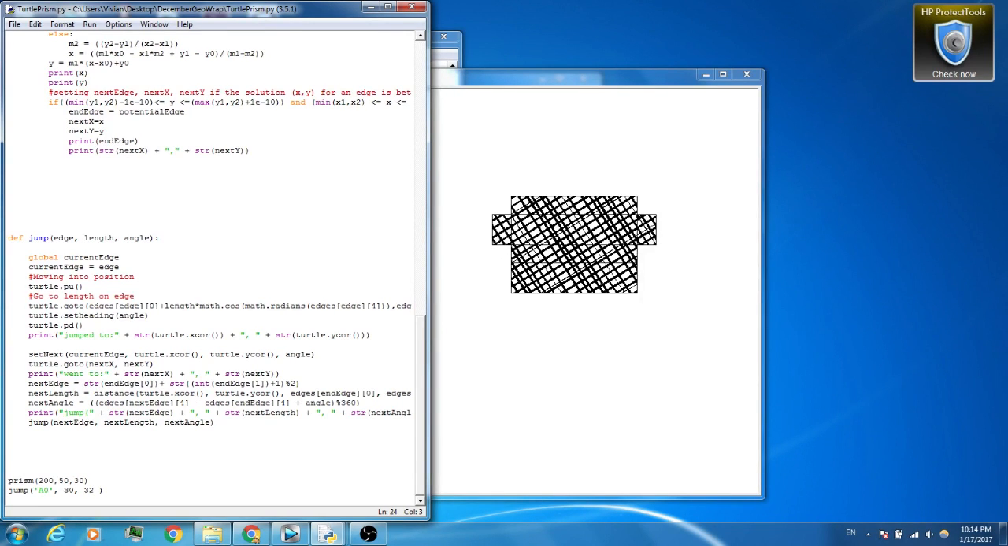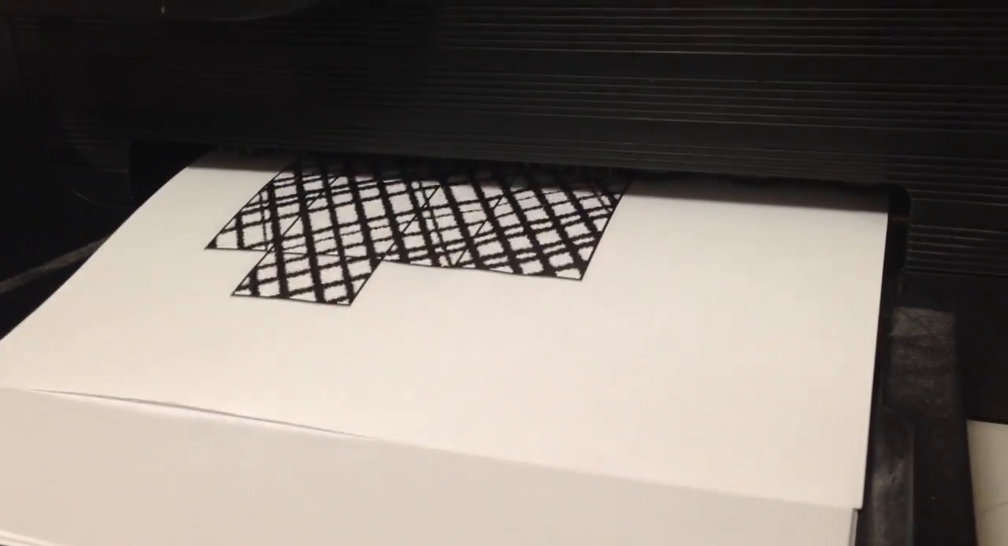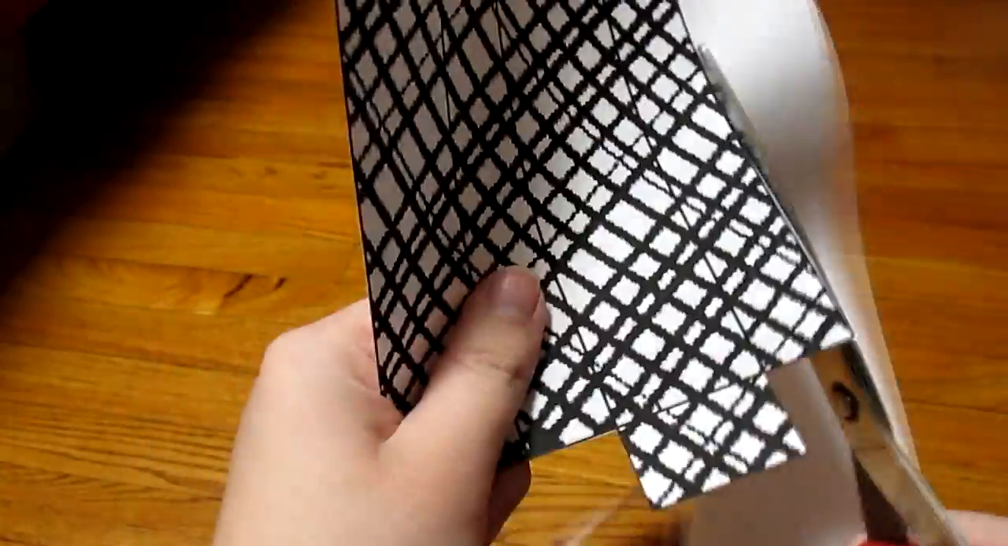So here, I told the turtle to draw a prism with dimensions 200, 50, and 30, and then I said, starting on edge A0, which is this edge, move forward 30, and then turn 32 degrees, and start going. And this is the design that it made. And the idea is that you could print this out, and then cut it into the net, and fold it back up into the rectangular prism, and you get something pretty cool.